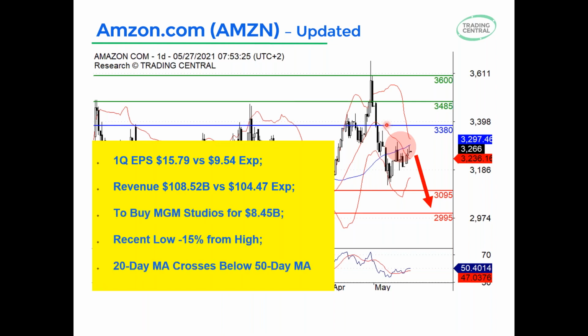Now also, Amazon.com released its first quarter earnings. Not bad, I can say not bad. And recently, Amazon is buying what? MGM Studio. They are getting into the entertainment video streaming business. But from the record price high to the recent correction low, the stock price lost 15%. Okay, this is Amazon.